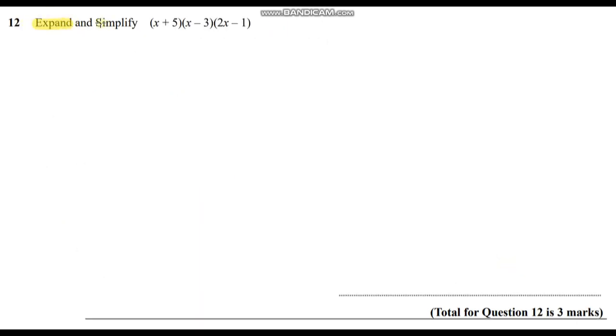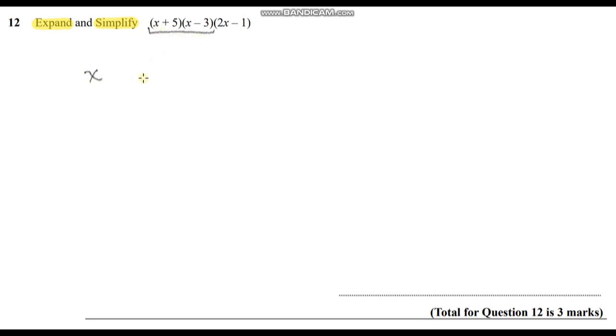Question 12. Expand and simplify this expression here. So we've got triple brackets. So the first thing to do is just focus on two of the brackets. So I'm going to focus on this part of my expression: x plus 5 times x minus 3. And I'm going to use the grid method for this. You could use FOIL, but I'm going to use the grid method.